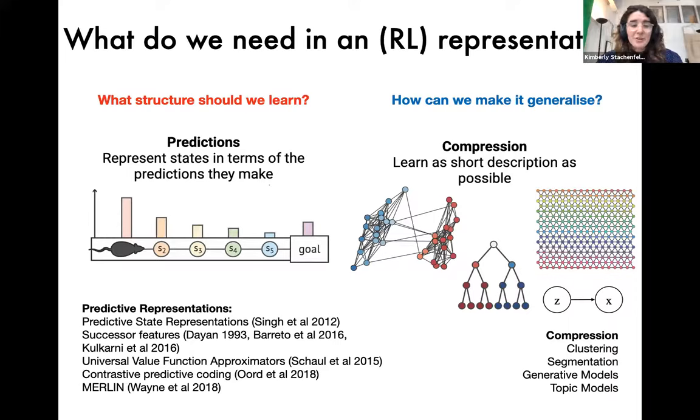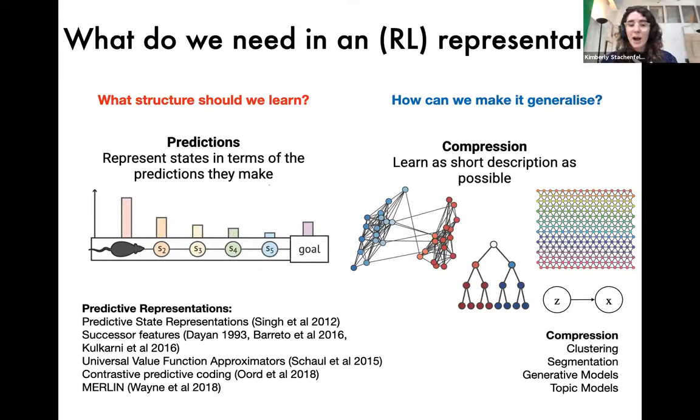This other question of how we can make it generalize can be answered with this idea of compression, that you want to learn as short a description as possible. And the logic of this is that if you're learning short descriptions, it forces overlap between different things that are described with a similar code, because you've limited your description space. And if you have overlap between different states that predict similar things, then when you learn about one of those states, you'll automatically learn about all of the other states with overlapping representations. So this is kind of the logic of why compression is an important part of forming a representation that's useful for reinforcement learning.